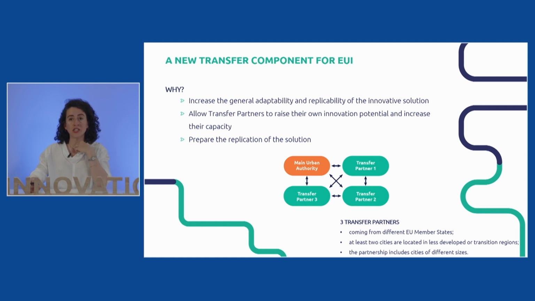As we mentioned, each main urban authority will have a transfer partnership composed of 3 new cities. They need to come from different EU member states, and at least 2 of them should be located in either less developed or transition regions. We also want to ensure that the partnership includes cities of different sizes. And as we mentioned, cities will be following the project and will gather learnings from it, but they will also benefit. They will also provide main urban authorities with learning, input, and act a bit like a critical friend.